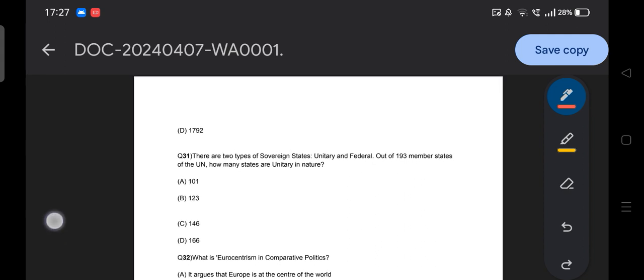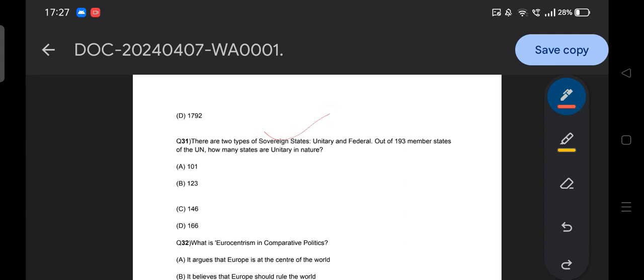Moving to the next, there are two types of sovereign state, unitary and federal. Out of 193 member states of the UN, how many states are unitary in nature? So they are asking the number of unitary states, basically federal states. But the answer of this question is option D, that is United States. So how many members are there in the UN? 193. And out of 193, 166 are unitary.